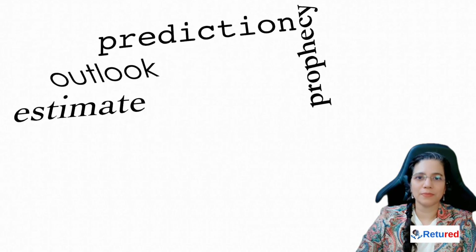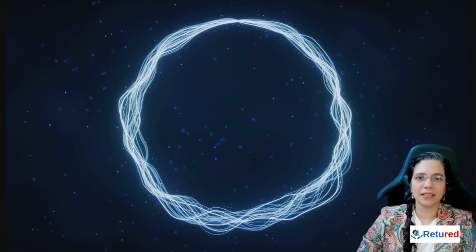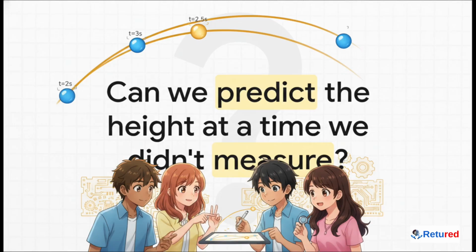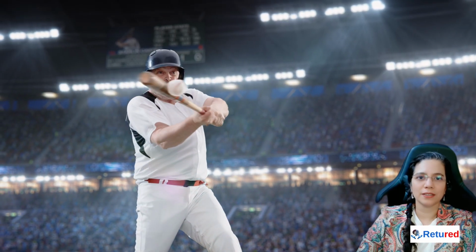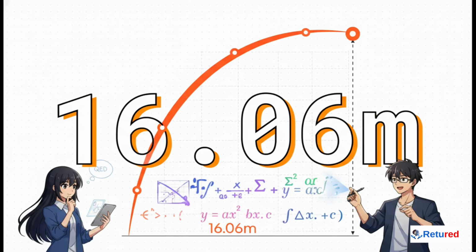Its real power, its magic, is in prediction. Now that we have this model, we can see things we didn't even measure. Remember our data? We measured the height at 2 seconds, and we measured it at 3 seconds. But what about the time right in between, at 2.5 seconds? We don't have to guess anymore. We can just ask our model. This is the moment you stop being just a student and you become a real modeler. Let's find out. And there we have it, 16.06 meters.